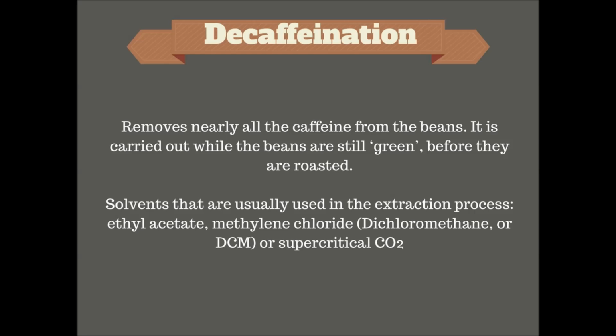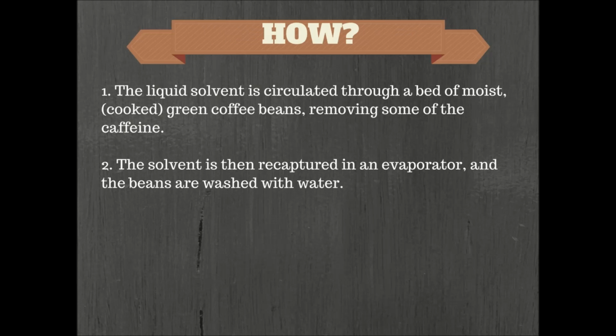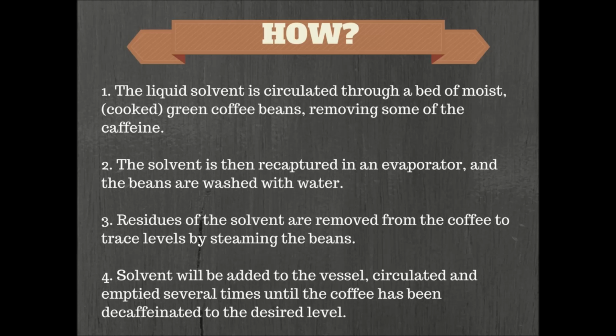Decaffeination's purpose is to remove nearly all the caffeine from the beans. It is carried out while the beans are still green, before they are roasted. Solvents that are usually used in the extraction process are ethyl acetate, methylene chloride, dichloromethane or DCM, or supercritical CO2. In general practice, the liquid solvent is circulated through a bed of moist cooked green coffee beans, removing some of the caffeine. The solvent is then recaptured in an evaporator and the beans are washed with water. Residues of the solvent are removed from the coffee to trace levels by steaming the beans.